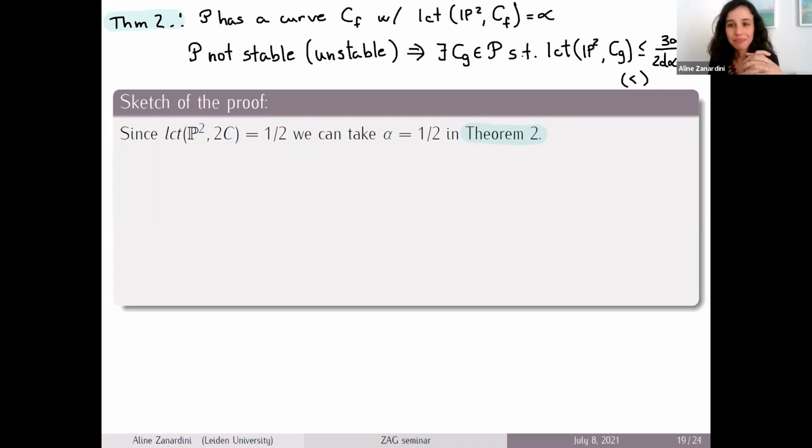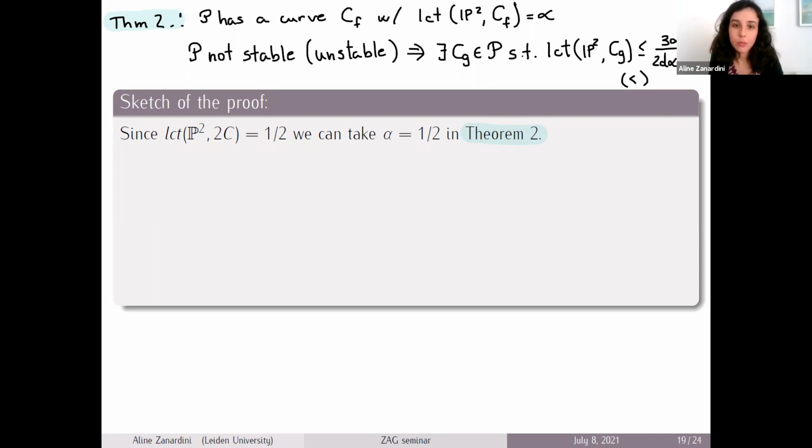I'm recalling here. So remember that the theorem was the following. We have assumed that the pencil has this curve with log canonical threshold equal to alpha, and then we show that if the pencil is not stable or unstable, then I can actually find a curve on it such that its log canonical threshold is bounded by this quantity involving alpha. So this is the theorem that I'm referring to. D here is 6, and I'm taking alpha as just a half.